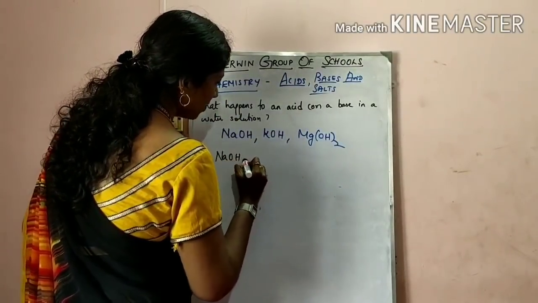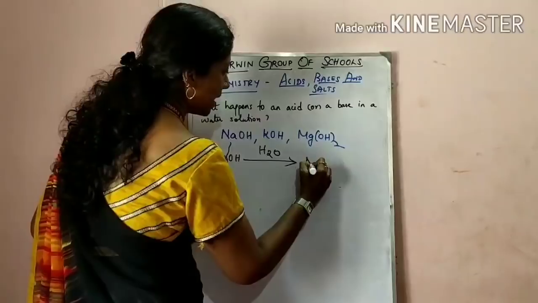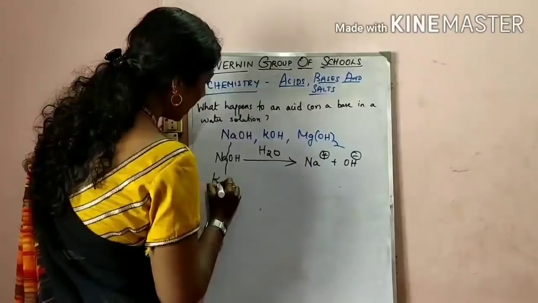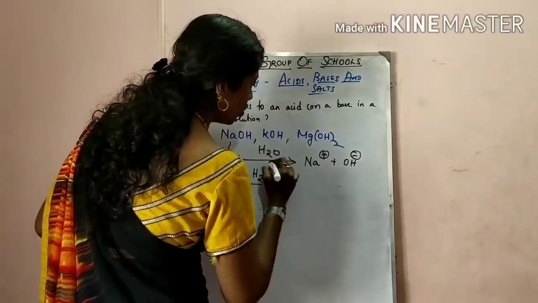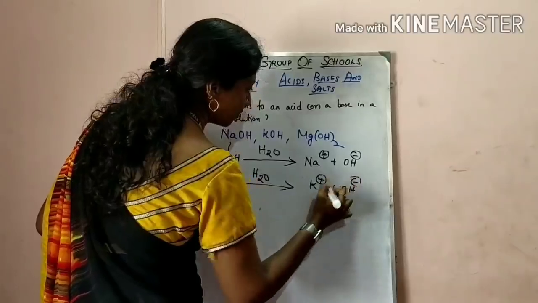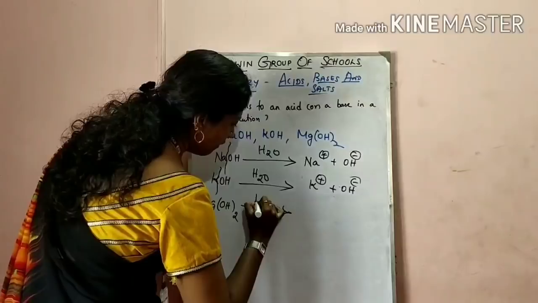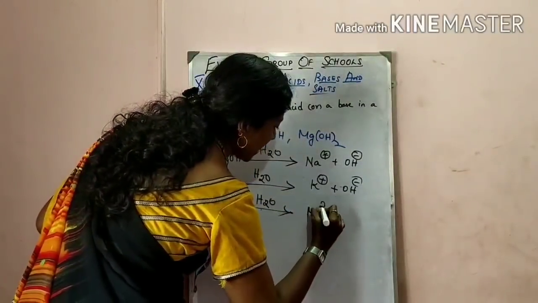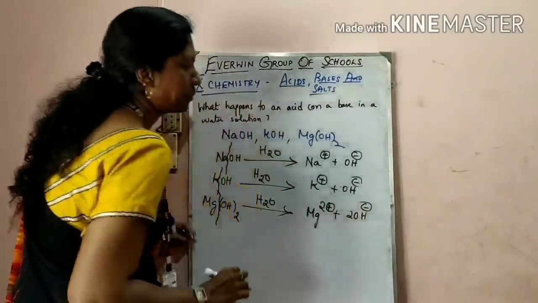Sodium hydroxide in aqueous medium will get dissociated as Na+ and OH- ion. When it comes to KOH, it also dissociates in the presence of water as K+ and OH- ion. Similarly, magnesium hydroxide, when placed in aqueous medium, gets dissociated as Mg2+ ion and OH- ion.